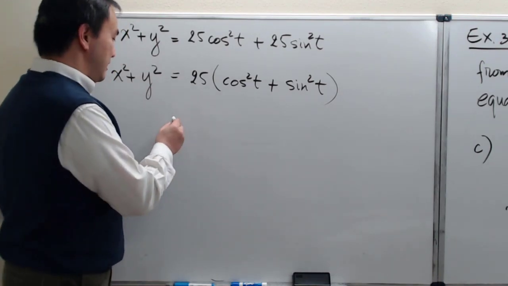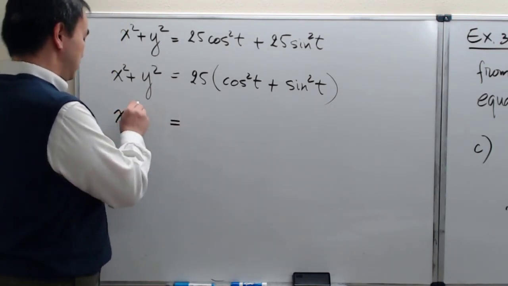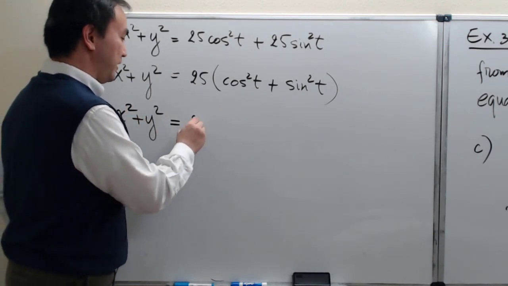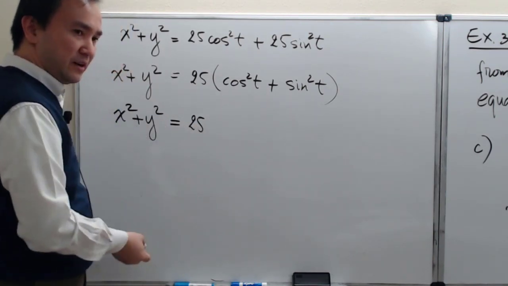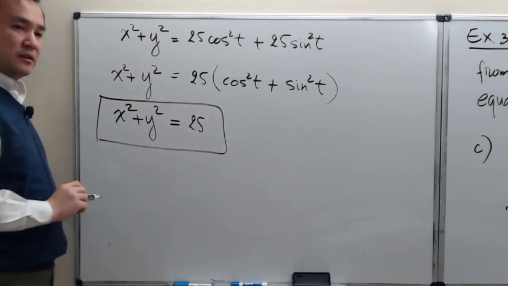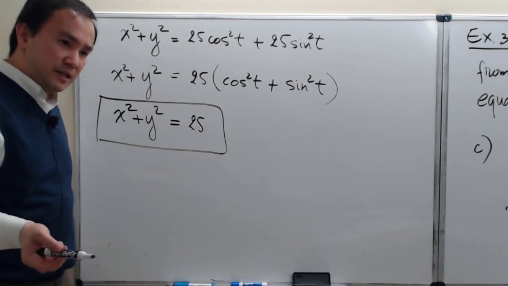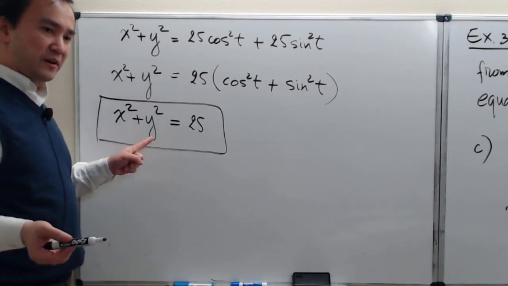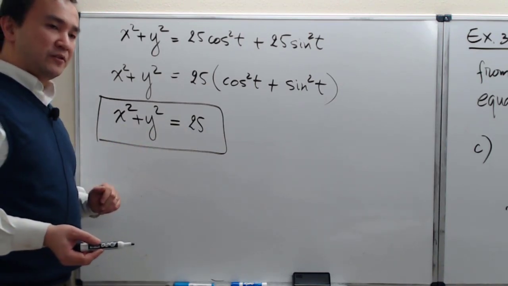The cosine squared plus sine squared is, in other words, just 1. It's just our famous Pythagorean identity for trigonometry. And so all that now reduces down to x squared plus y squared equals 25 times 1, which is 25. But wait a minute, isn't this a Cartesian equation? It is. It is a Cartesian equation: x squared plus y squared equals 25.